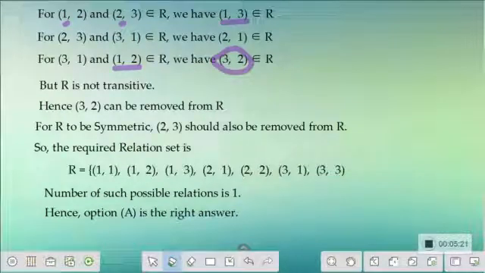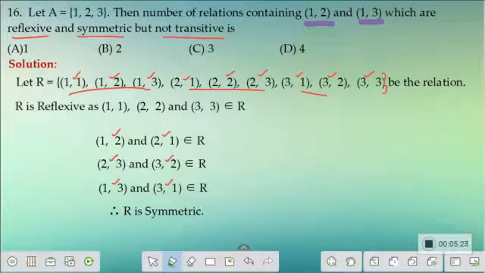So what if I remove 3, 2? Will it affect the symmetric? Let's go back and check. Here is the place where I have 3, 2. If I have to remove 3, 2, I have to remove this 2, 3 also. Otherwise, if I just remove this pair 3, 2, it will affect the symmetric condition.